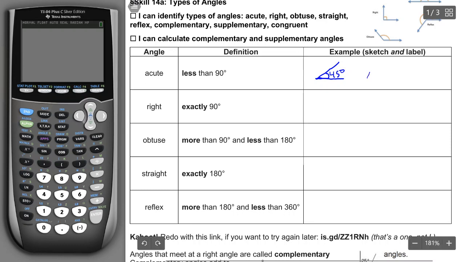Right, another good one is, let's see if I can sketch it. That's about 60 degrees, right? Normally we'd have protractors and we'd sort of play with these in class for a little bit. A lot of you guys don't have protractors at home, but 30 degrees is sort of a third of a right angle, 45 degrees is half of a right angle, and 60 degrees is like 2/3 of a right angle. And those are all acute angles.